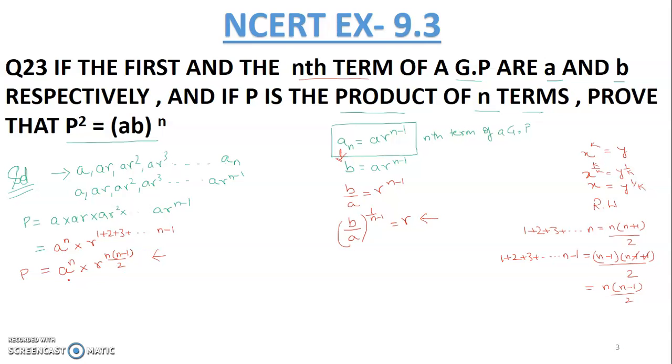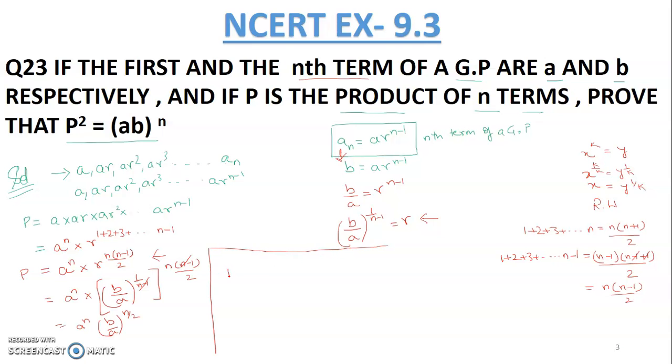So I'm substituting here, p is equal to a raised to the power n into, what is the value of r? b upon a raised to the power 1 upon n minus 1, the whole raised to the power n minus 1 by 2. Now see carefully, n minus 1 is here and n minus 1 is here, so I can cancel this. So this n minus 1 and this n minus 1 cancel. So what I'm left with, a raised to the power n into b upon a raised to the power n upon 2. So I'm continuing here.